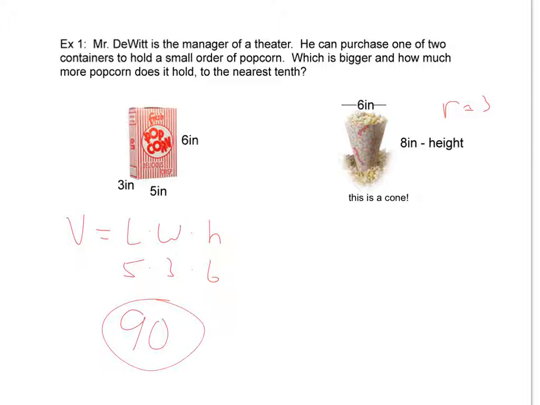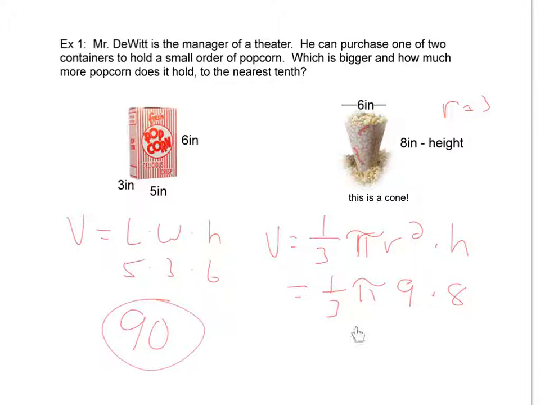So there's the volume of the box. Now the cone is going to be 1/3. The volume, of course, is equal to 1/3 the area of the base, which is pi r squared, times my height, which equals now 1/3 pi. My radius is 3, so radius squared is 9 times my height, which in this case was 8.